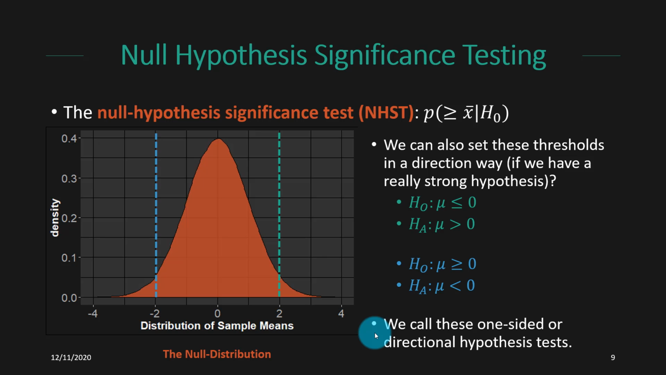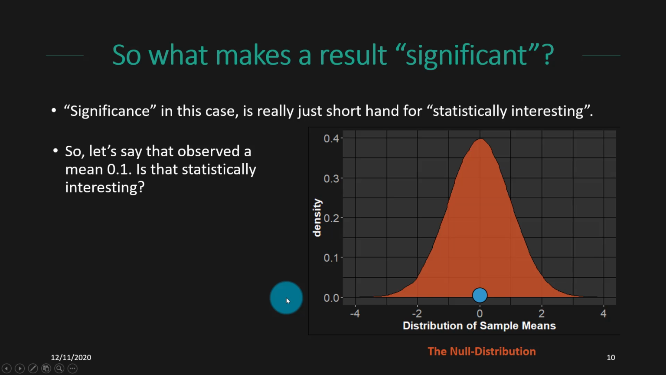And the main issue you face with doing these versus doing a two-sided test is you need a really strong rationale for why you only want to look at the distribution in one direction, as opposed to our two-sided test where we're interested in both tails of this distribution.